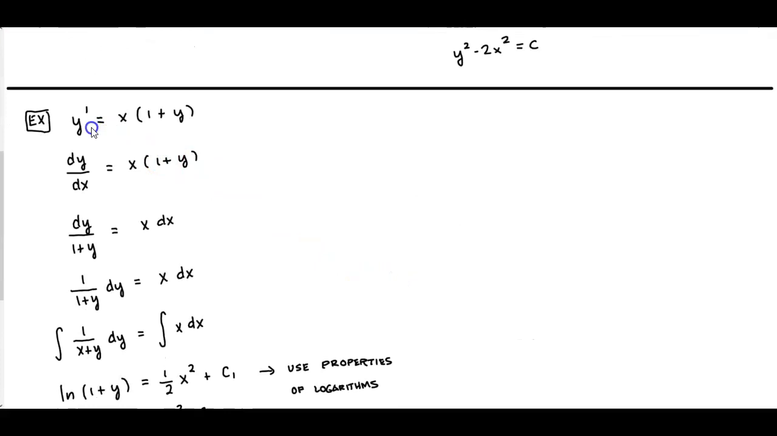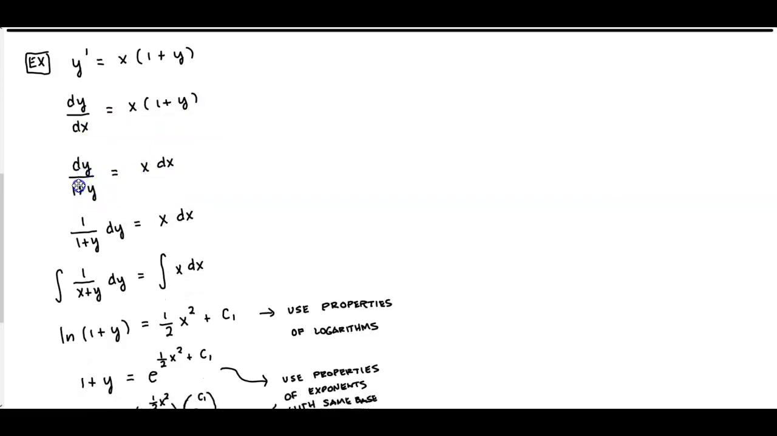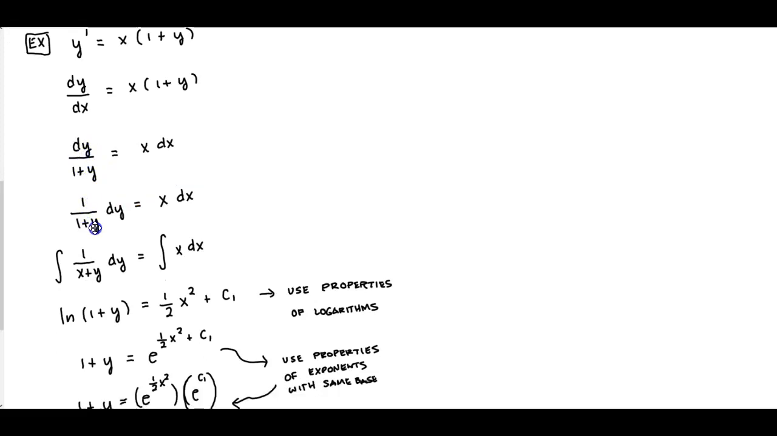Let's say I had y prime equals x times 1 plus y. So we're going to rewrite y prime as dy over dx, which is equal to x times 1 plus y. Now we're going to multiply both sides so that we have all the y's on one side and all the x's on the other side. So you're going to have to divide both sides by 1 plus y. So you're going to have dy divided by 1 plus y, and you're going to multiply both sides by dx, so it's equal to x dx. And then we're going to rewrite this fraction. So we have 1 over 1 plus y dy equals x dx.